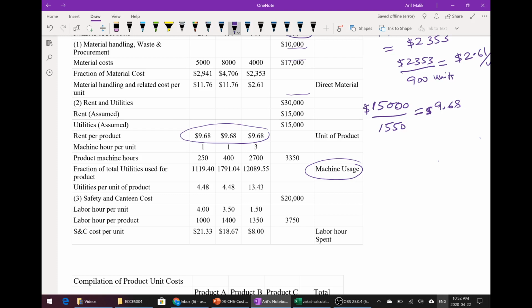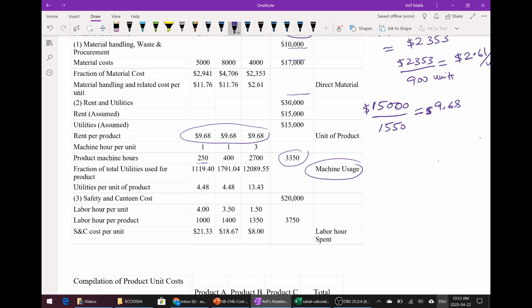So we have the machine hours per unit given as 1, 1 and 3, and we can easily find out how many total machine hours are used. 250 products are produced, so 250 multiplied by 1 is 250, 400 multiplied by 1 is 400, and 900 units were produced, so 900 multiplied by 3 hours gives 2700. The total machine hours used is 3350.